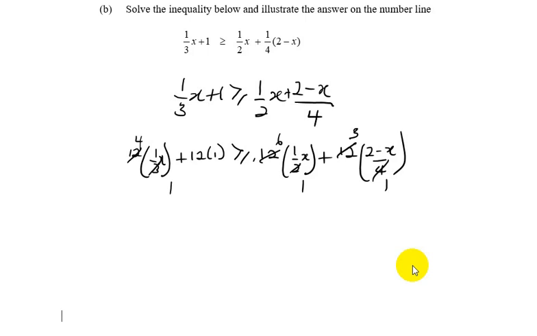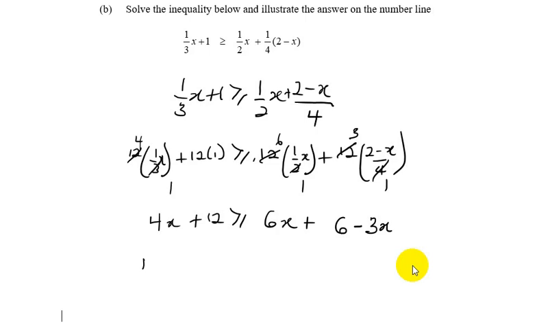So from this side, we are going to get 4x plus 12 greater than or equal to 6x plus, when I multiply this 3 by this 2 here, I'm going to get 6, minus 3x. So now that we have this, what do we have to do? We have to group the like terms and the unlike terms. So all the x's will come to one side.